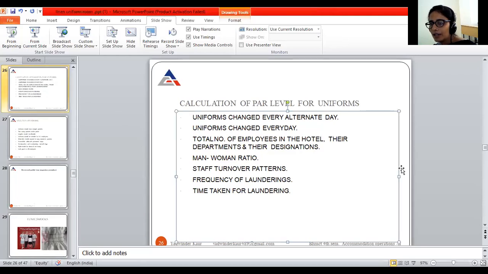Calculation of par level for uniforms. Now you can see on the screen the calculation of par level for uniforms. Uniforms change every day or on alternate days, with the time taken for laundry and the frequency of laundry.